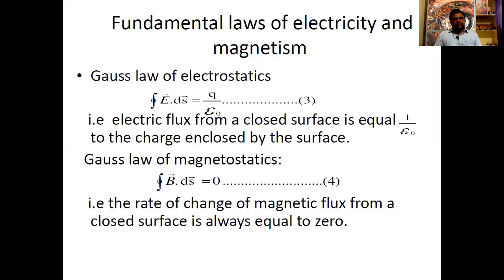Next, coming to Gauss law of magnetostatics, it can be written mathematically as follows: the surface integral over a closed surface of B bar dot ds bar is equal to 0. This equation tells that the magnetic flux from a closed surface is always equal to 0.